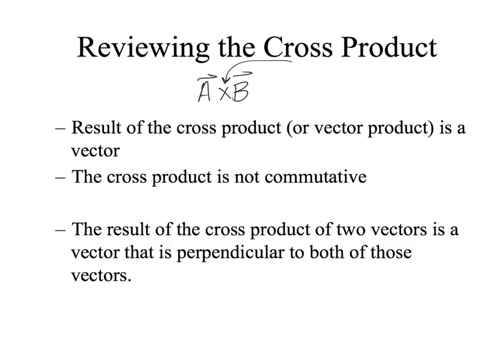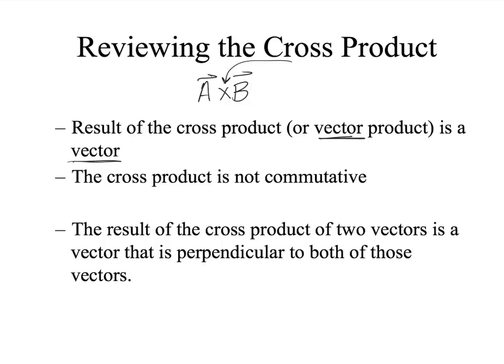It goes in the middle, the cross, and it's something that we encountered in General Physics 1, like when we calculated torque. It's also known as a vector product, and one of the reasons that's true is because the result of the cross product is a vector.